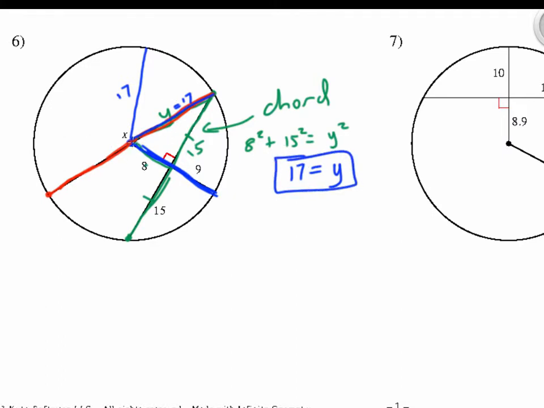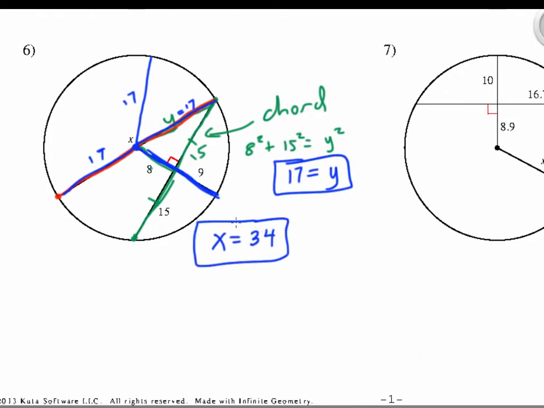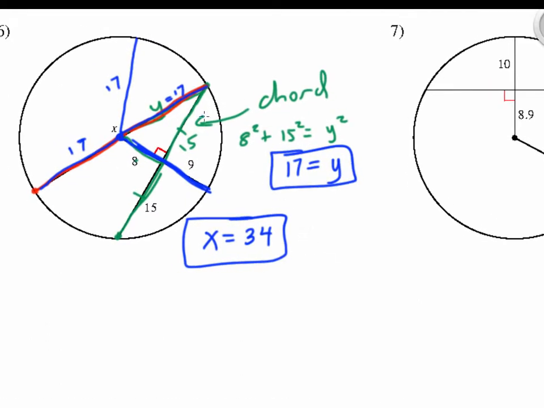So if this is 17, then going out this way would also be 17. We know that the radius is 17, so the diameter is just double that. 17 times 2, x equals 34. You could have done the Pythagorean theorem and then doubled it, but you didn't even have to. You notice that the radius is 8 plus 9, or 17, and work with that. You don't always have to do the hardest way. Sometimes you do, but other times it's a little bit easier.